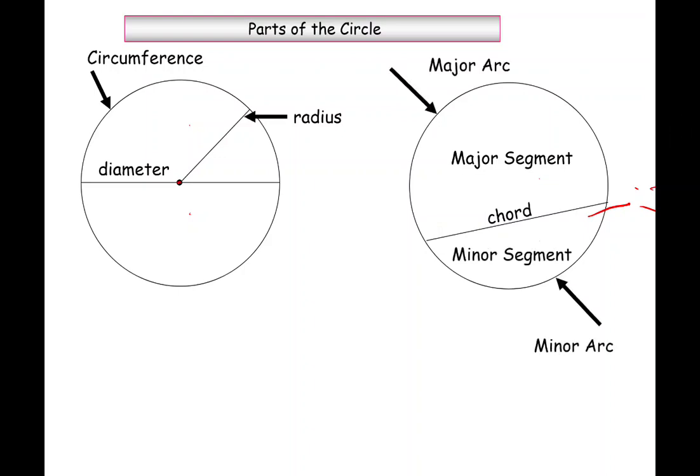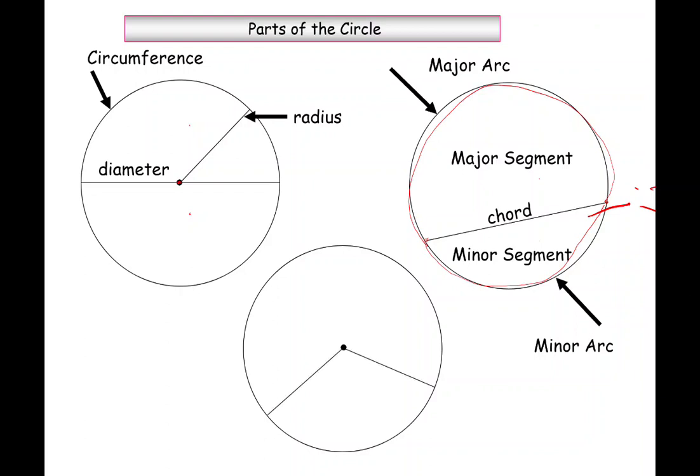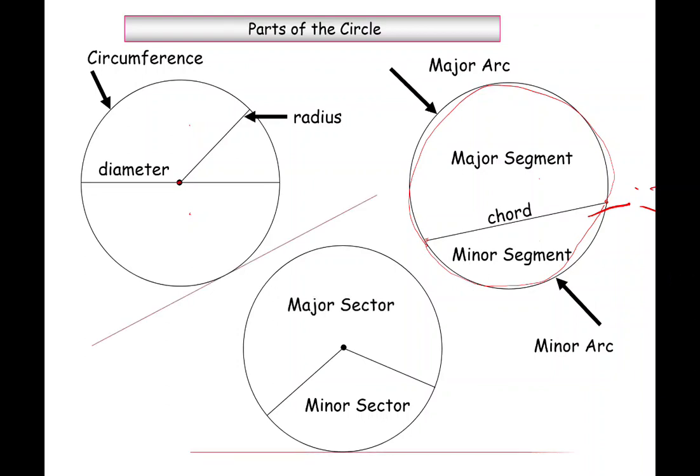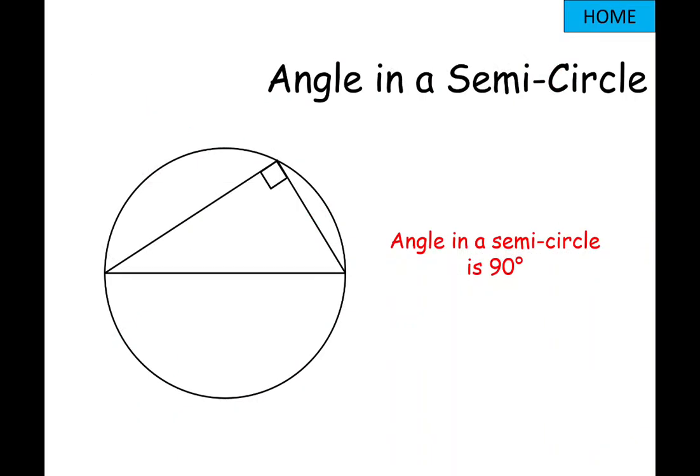This is called the minor arc, and the minor arc is this part from this point to this point. This all is called the minor arc, and this is called the major arc. Minor sector, major sector. Any line that passes next to the circle and touches the circle at one point of the circumference is called the tangent. So we'll start with the first theorem.